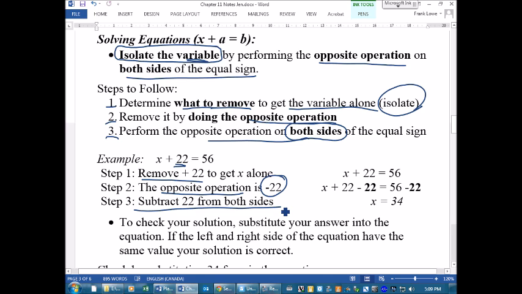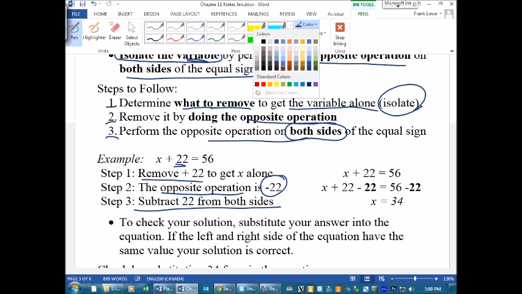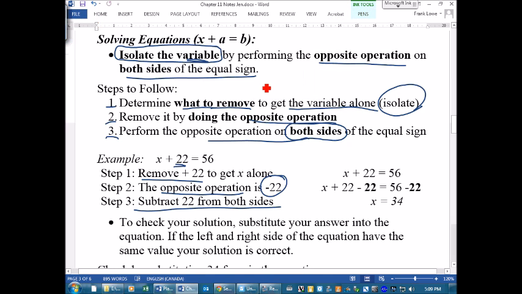So take a look over here. We're going to start off with x plus 22 equals 56. We want to get rid of that positive 22. I'm just going to change colors here. We're going to get rid of that positive 22 by putting in a negative 22.